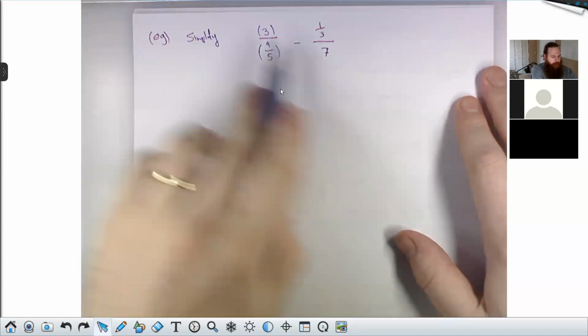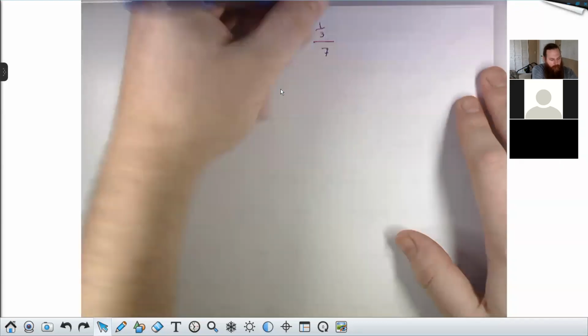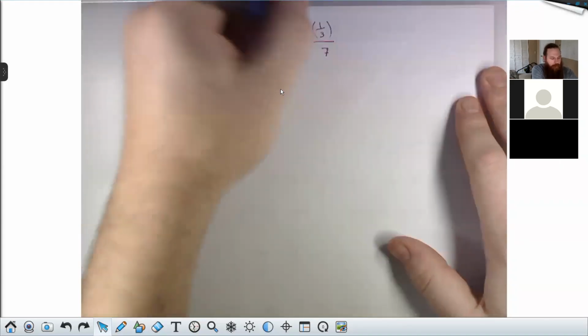And then we'll do the same for this one. This big long fraction bar separates the overall numerator from the overall denominator. So the overall numerator there is the fraction 1/3, and the denominator there is 7.